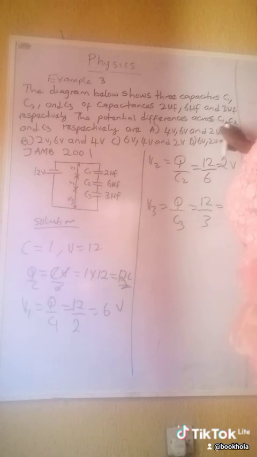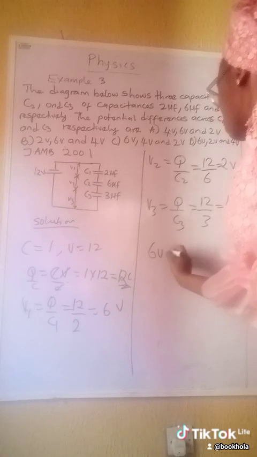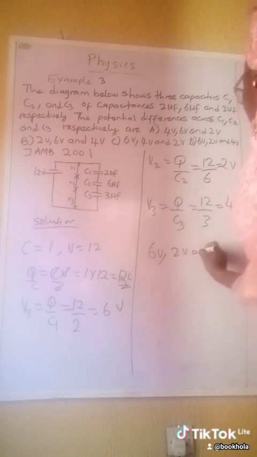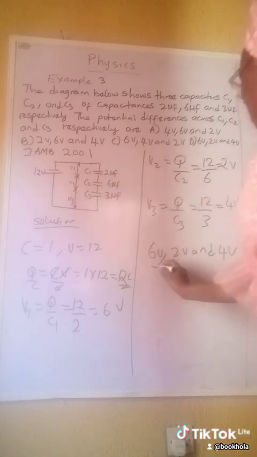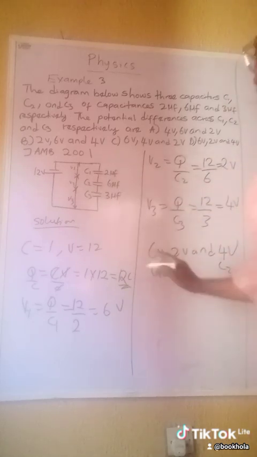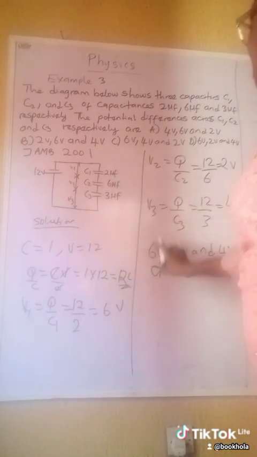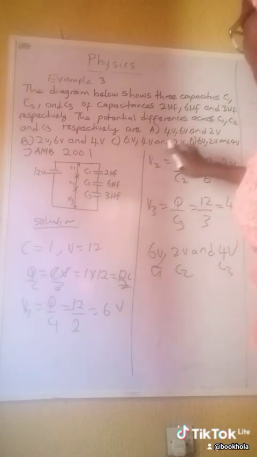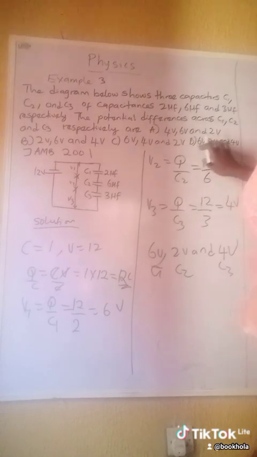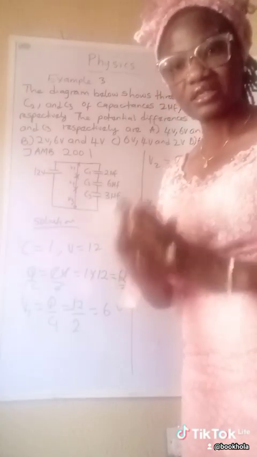So let's check the arrangement of the question. C1, C2, C3, so it's serial. So we have our answer to be 6 volts, 2 volts, and then 4 volts. Which one does it match? Since they said C1, C2, C3, it has to match in that order. You don't swap them. 6 volts, 2 volts, and 4 volts. Yes, this is our option. So please, make sure you arrange it the way they asked you to answer the question.